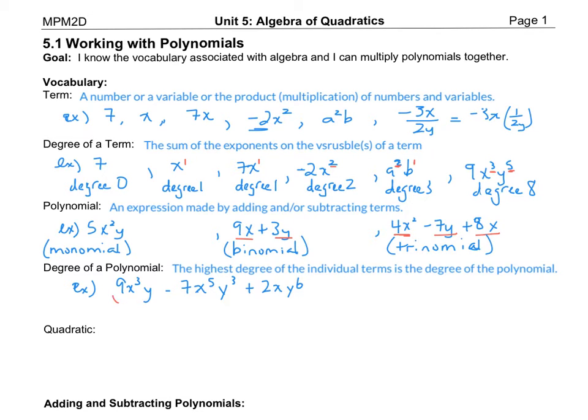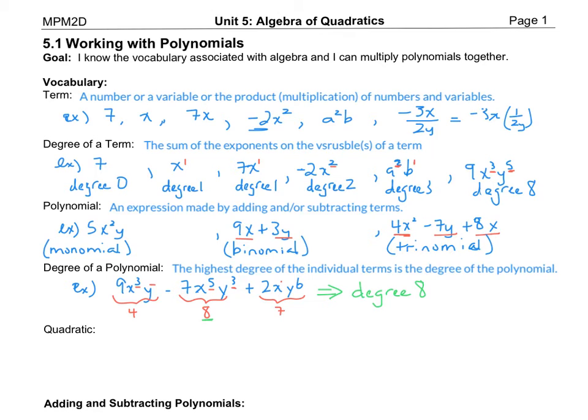So this very first term here, I'm adding my exponents together. That's a degree of 4. I'm just going to put a 4 underneath. It's a degree of 4. My second term has a 5 and a 3. If I add those together, that's a degree of 8. My third term has a 1 here and a 6 here. That's a degree of 7. So overall, the biggest number is 8. Overall, this polynomial has a degree of 8.